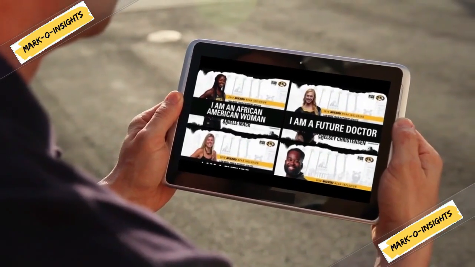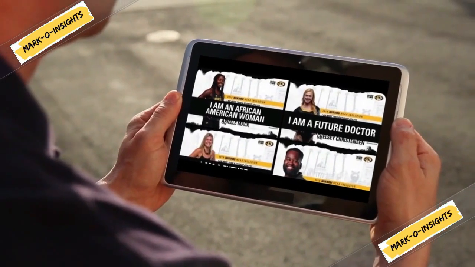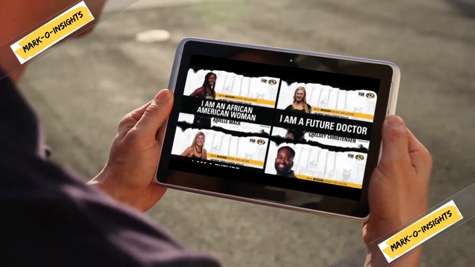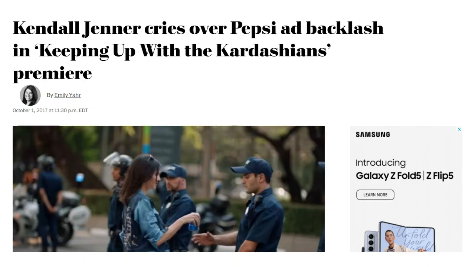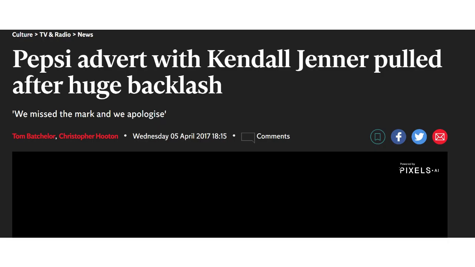The next example is of the photo tweeted by University of Missouri, where they depicted four students, two blacks and two whites. Interestingly, the white students were tagged as future doctors and engineers, whereas the black students were just African Americans. Next example is of Pepsi's commercial with Kendall Jenner, where it was said that the ad was trivializing the black movement in the country. The commercial got a lot of backlash from people from different walks of life.